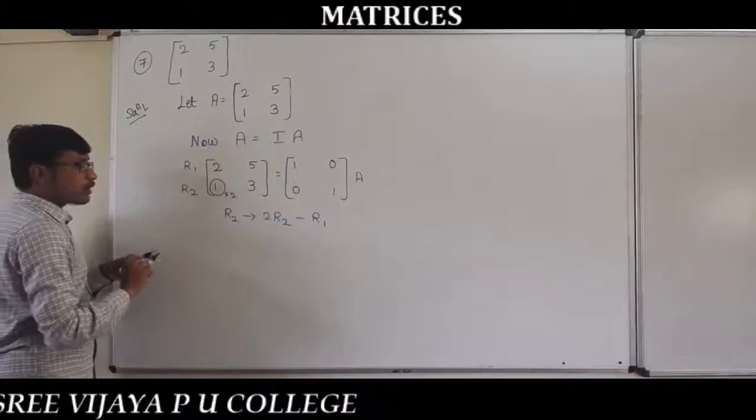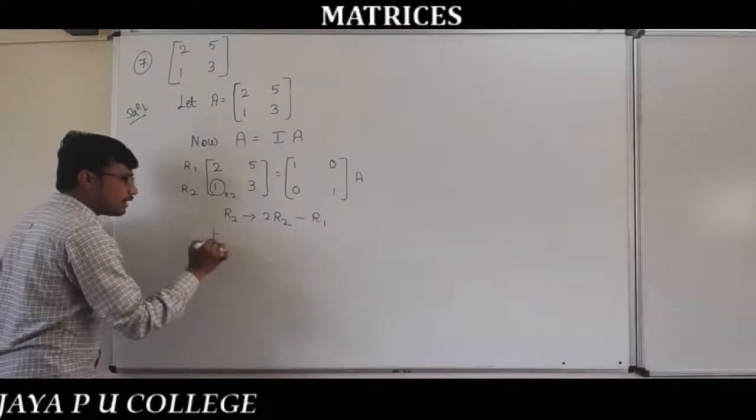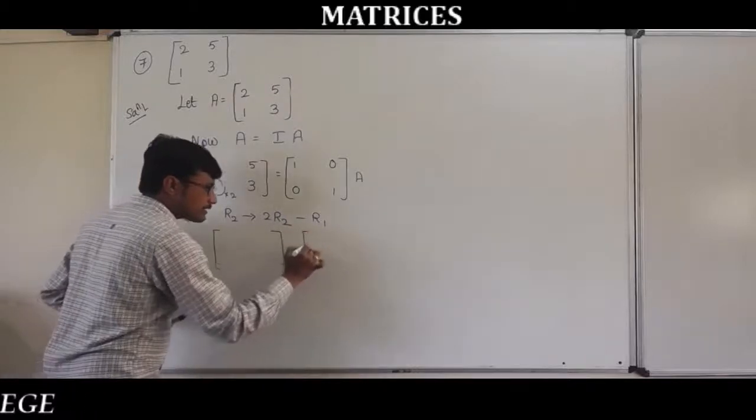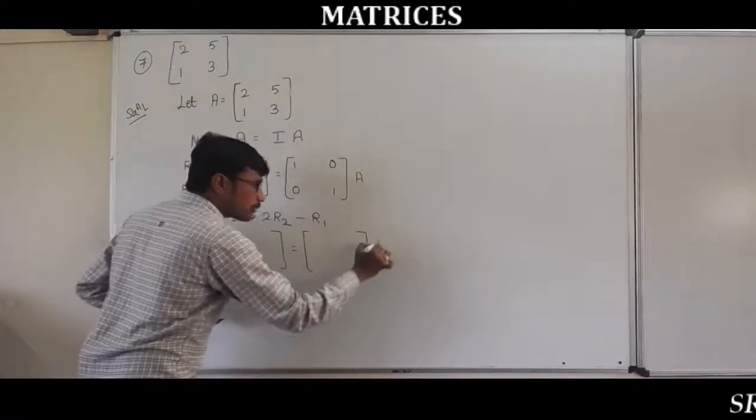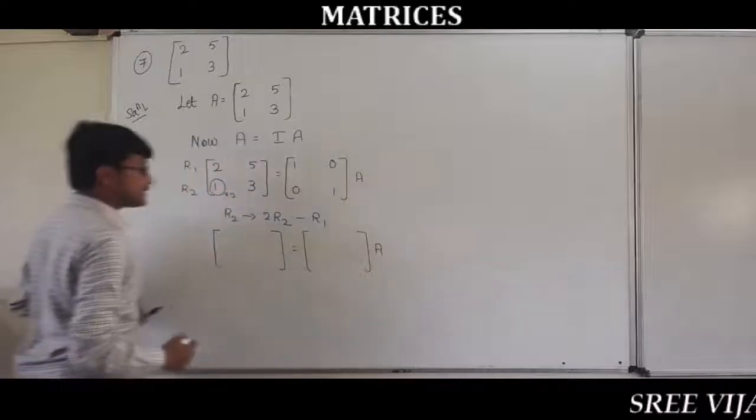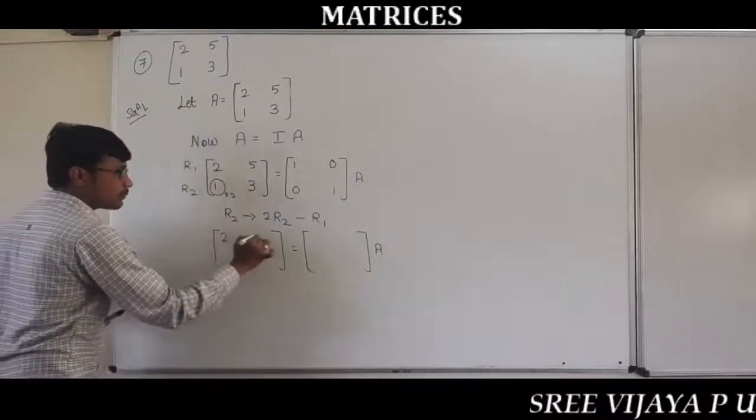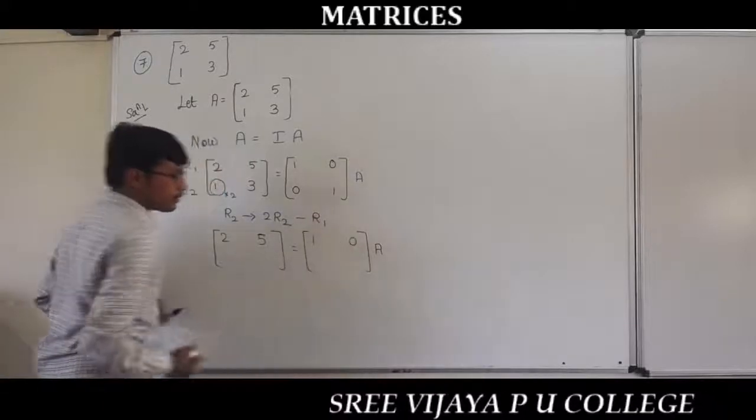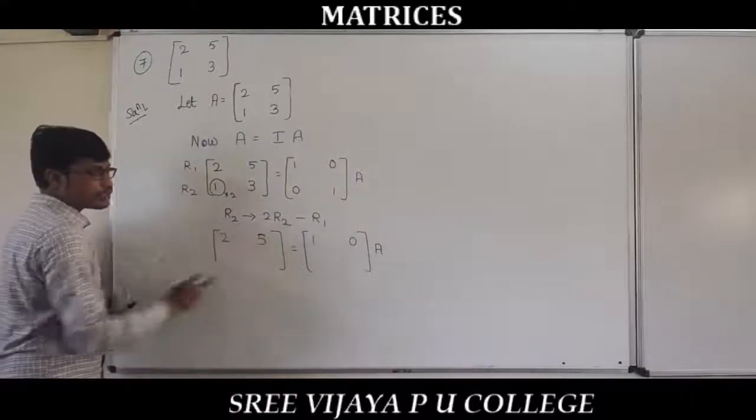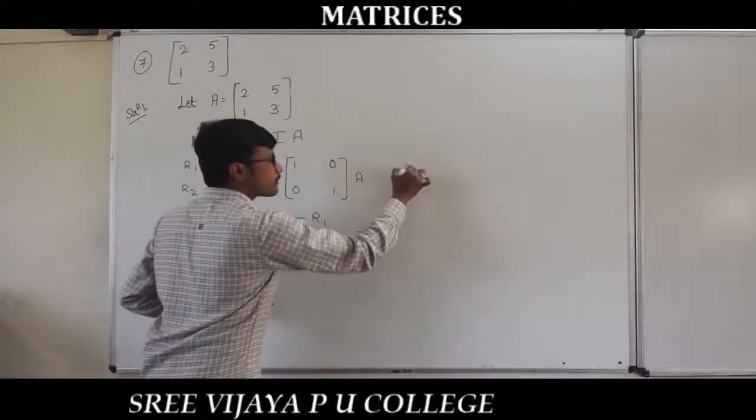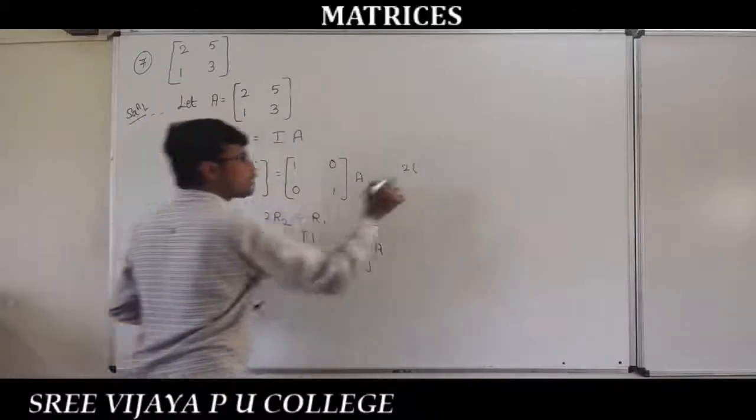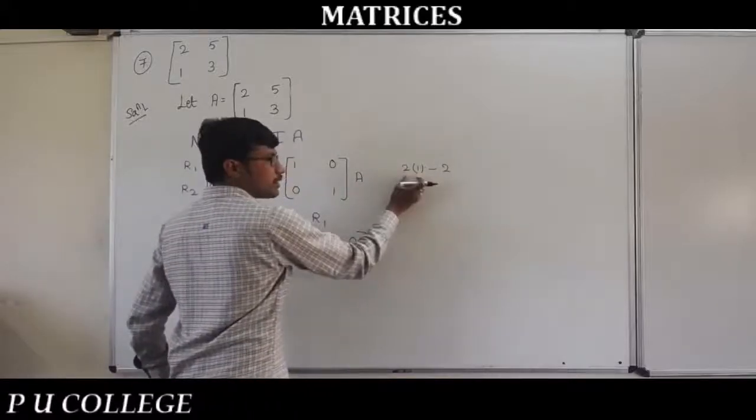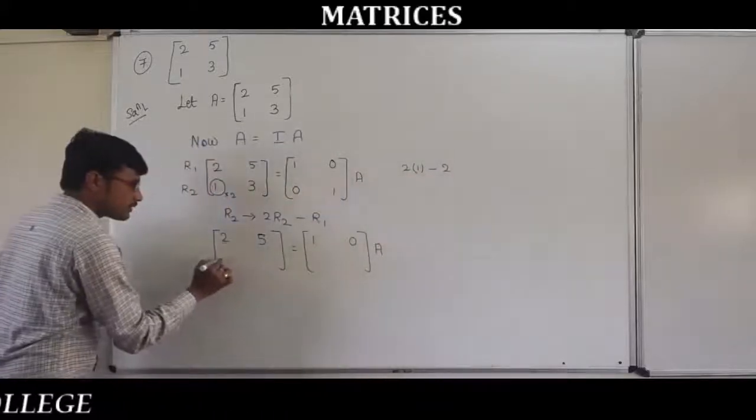Okay. Now, according to that R2 elementary operation, we can write the elements in the R2. And what about that R1? R1 will be as it is. R1 is 2, 5, 1, and 0. According to R2, we can change: 2 times R2 minus R1. R2 is 1, R1 is 2. 2 into 1 is 2. 2 minus 2 is 0.